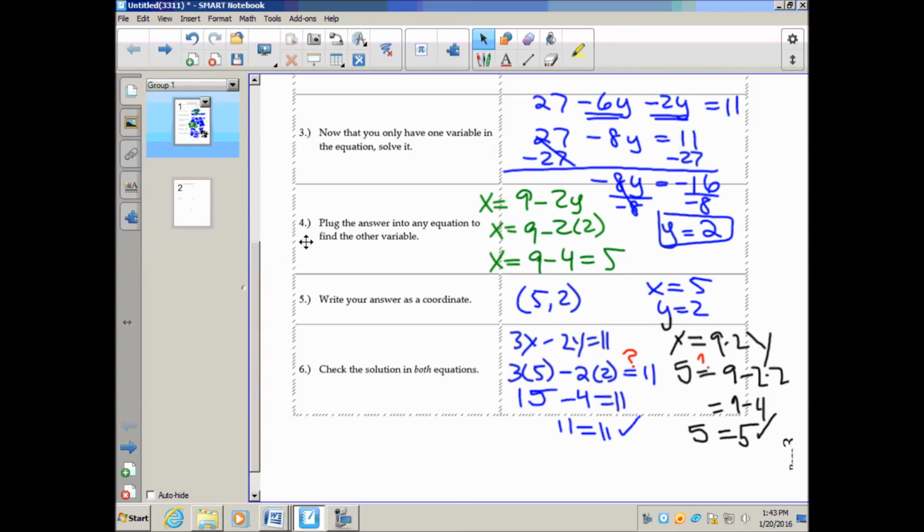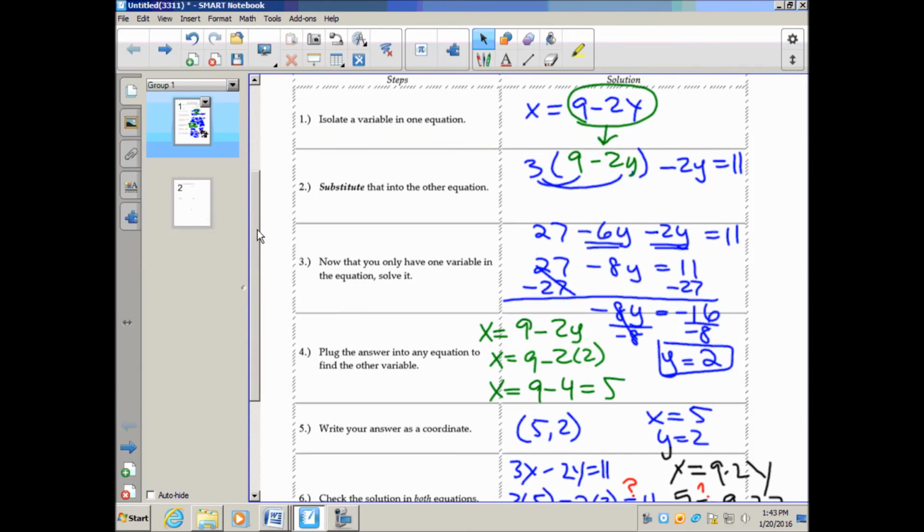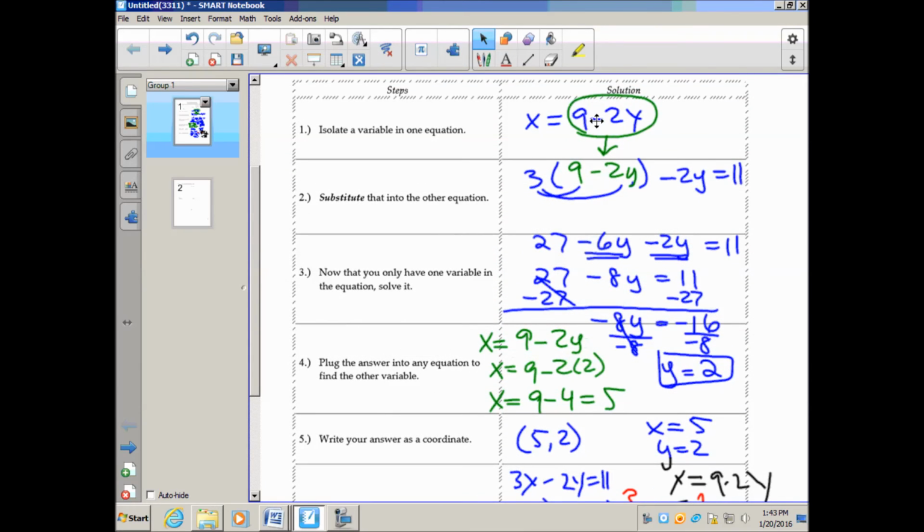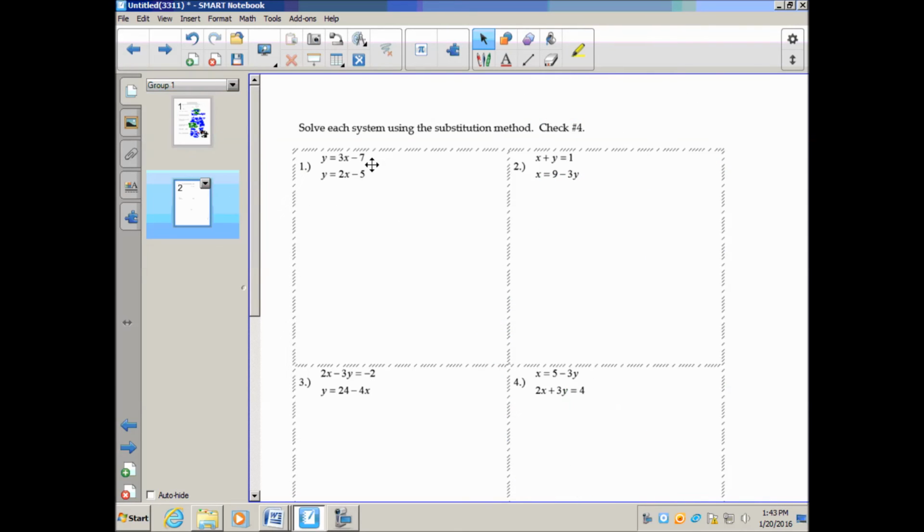So to summarize, the way we found this is that we isolated one variable, substituted it in place of that variable in the other equation, and then we solved. So let's try that in another example. Let's try one more example.